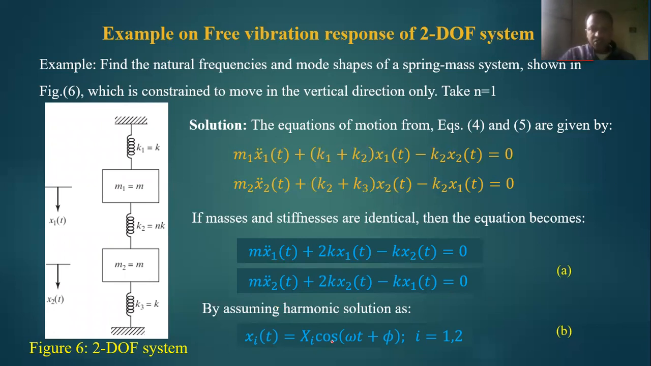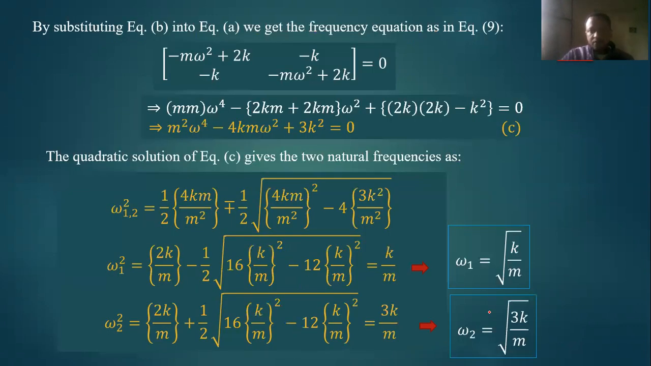Now, by assuming a harmonic solution like this, xi of t equal to Xi cos of omega t plus pi, we substitute that harmonic solution into the equations. Finally, we get this type of equation. Here it is not simply like this, but the determinant of this equation is equal to 0, which gives us the characteristic equation. This is our characteristic equation. The determinant of the thing inside the bracket is this.